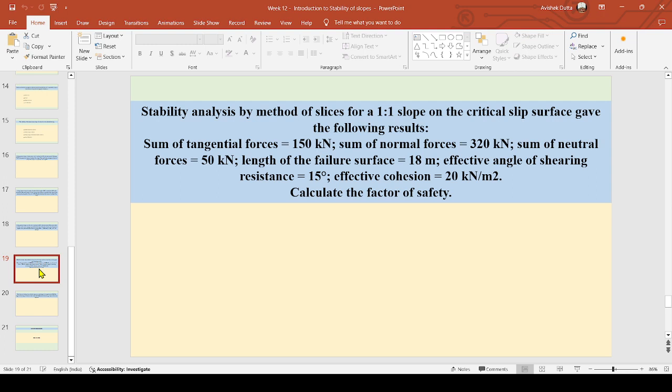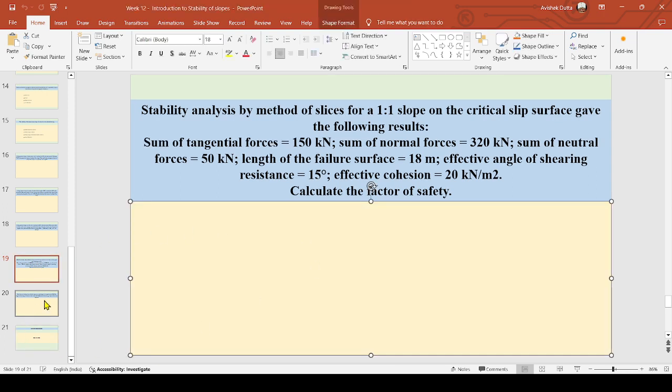I'll repeat the question once. Stability analysis by method of slices for a 1:1 slope on the critical slip surface gave the following results. Sum of tangential forces is 150 kilonewton, sum of normal forces is 320 kilonewton, sum of neutral forces is 50 kilonewton, length of the failure surface is 18 meter, effective angle of shearing resistance is 15 degree, and effective cohesion is 20 kilonewton per meter square. Calculate the factor of safety.